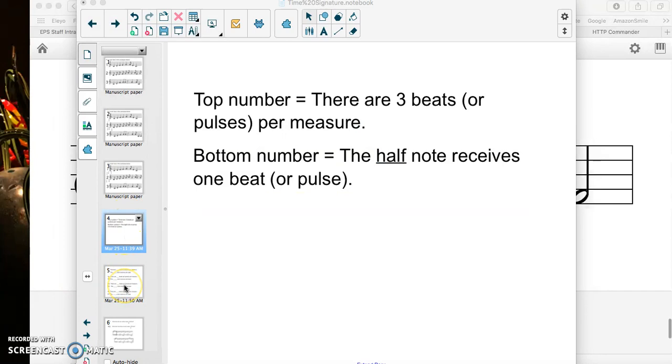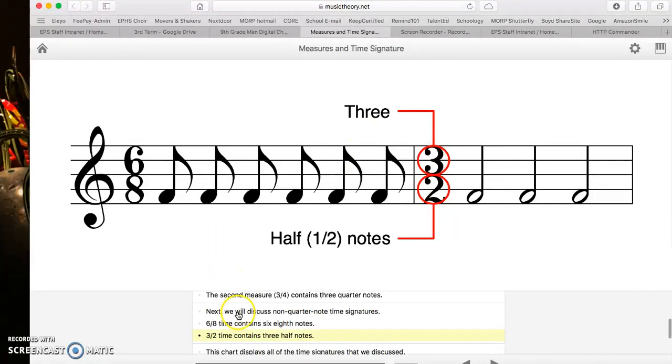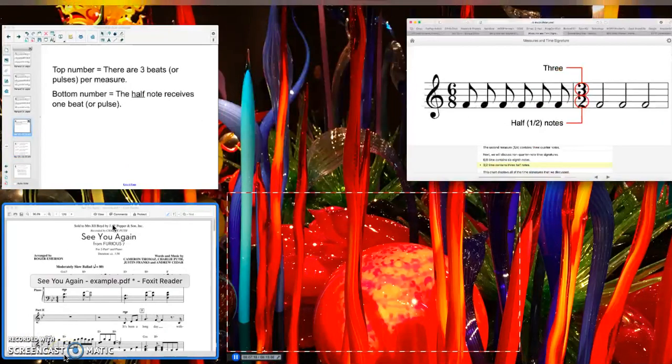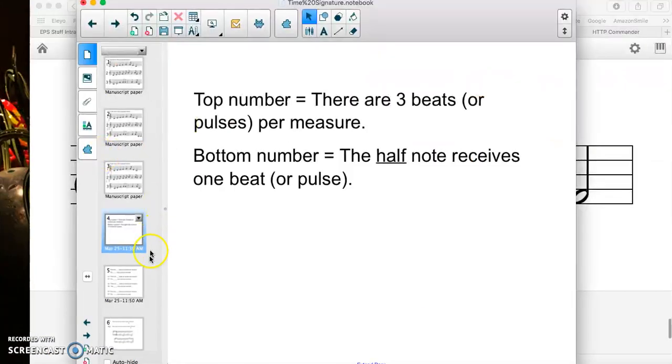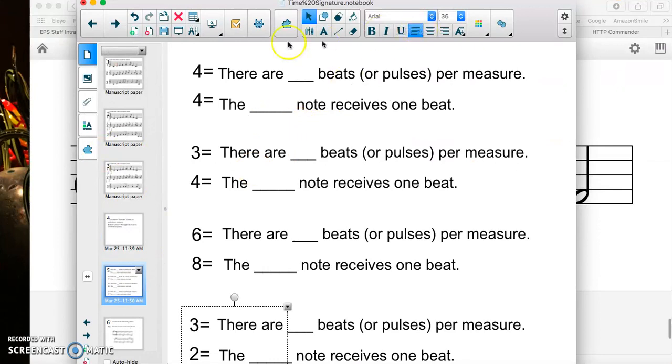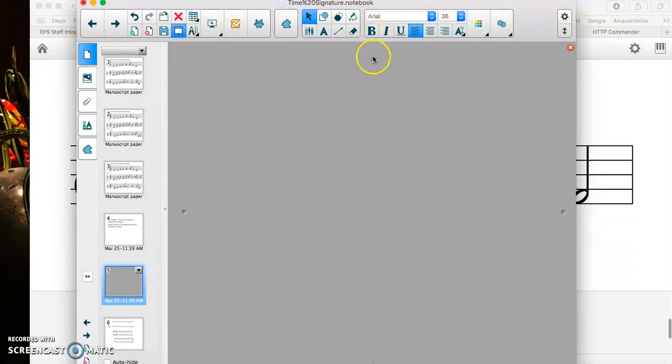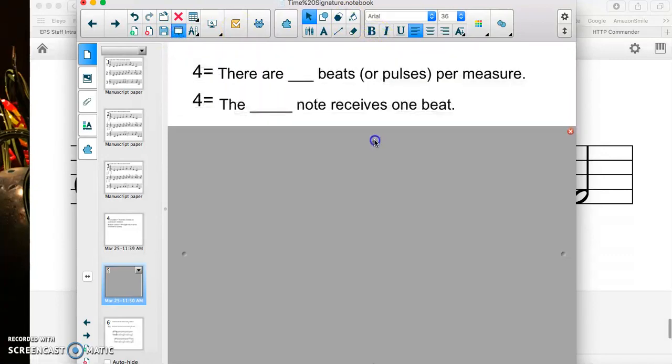To review the time signatures that we've just been through in our tutorial, and you can see how they all go together, I'm going to go to this page. Here's our first time signature, 4/4.